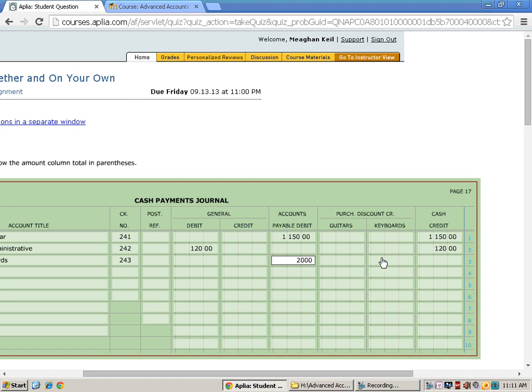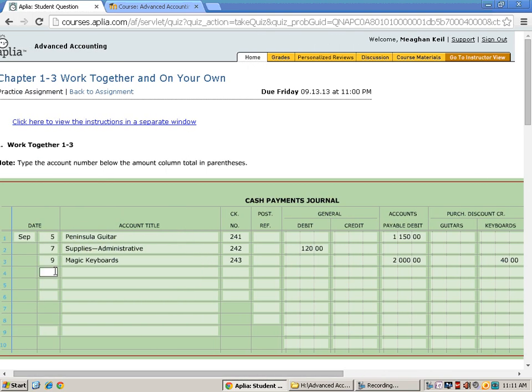All right, and this is for keyboards, so it's got to be under purchases discount, credit, $40 for keyboards. So we're only then paying them $1,960. So again, our 2 credits, you add the 2 up, gives you 2,000, equals your debit. You're in balance, you're good to go.